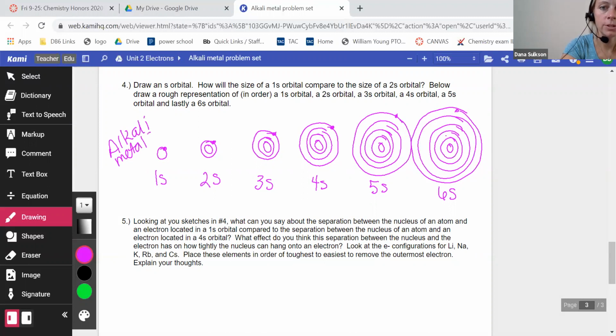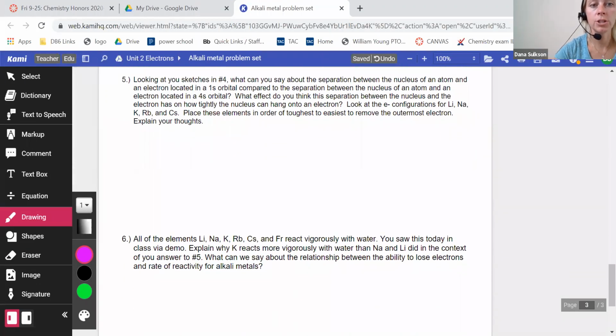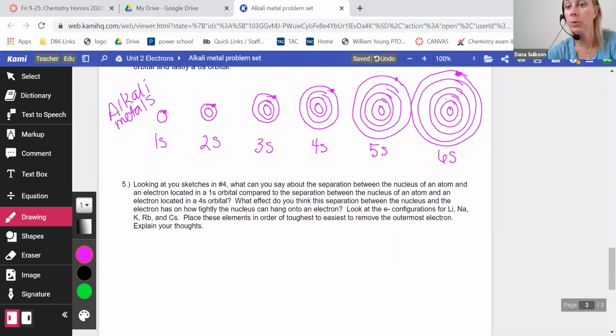So I've added that to it too. So alkali metals only have 1 electron. I'm going to refer back to this image for the next 2 discussion questions, because it says, look in the sketches, number 4. What can you say about the separation between the nucleus of an atom and its location of where your valence electron is? That's basically what all that writing said.